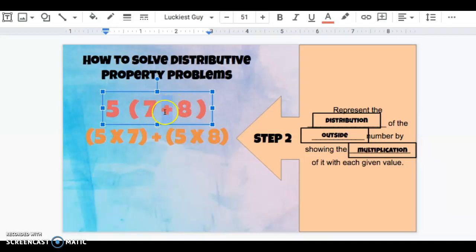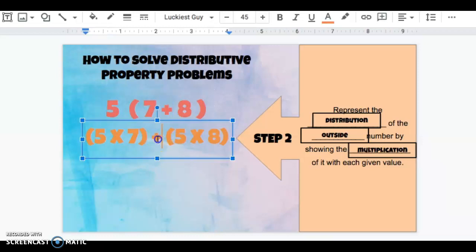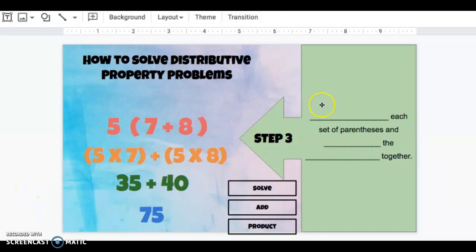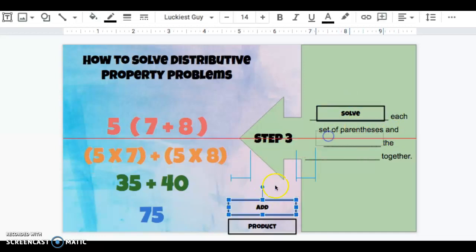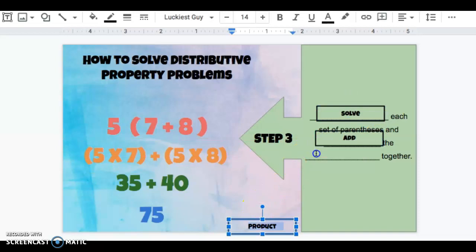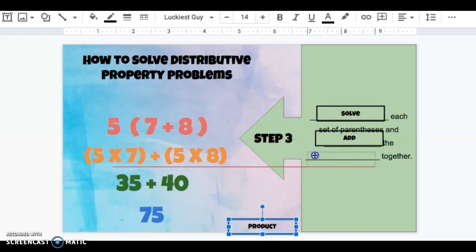So whatever that sign is in between our numbers in the parentheses, that's the sign of the operation that goes in between our equivalent expression. Okay, so then our last step that we're going to take is step 3, which is to solve each set of parentheses and add the products together. So you're going to add the products together.